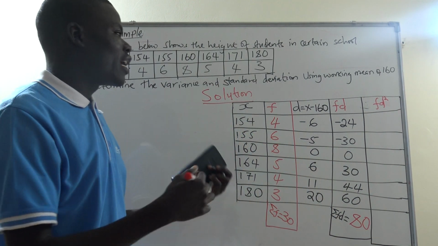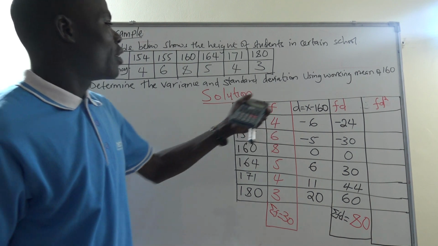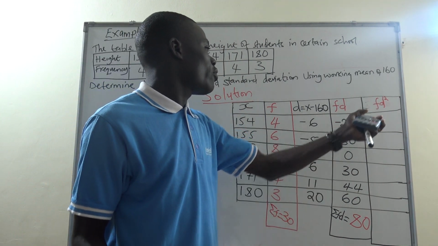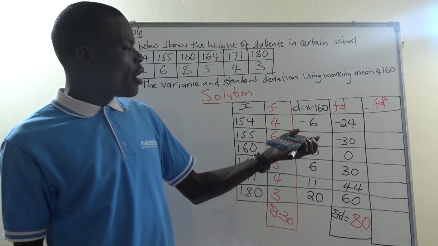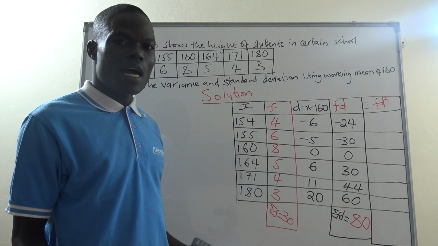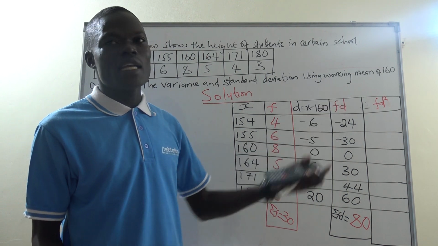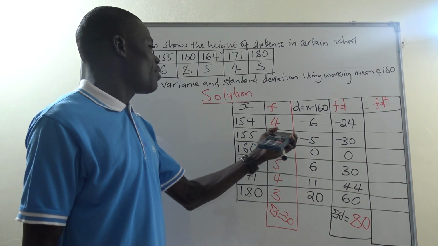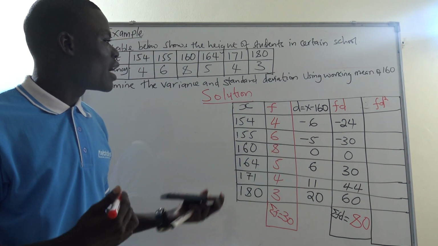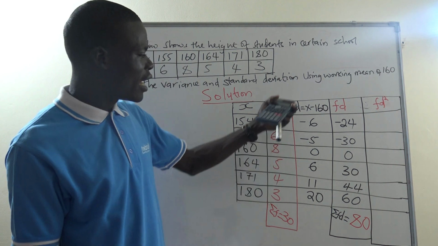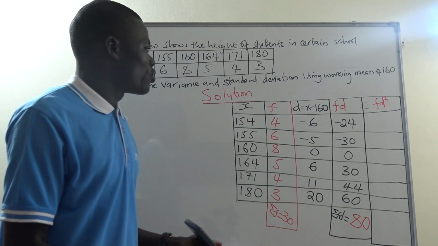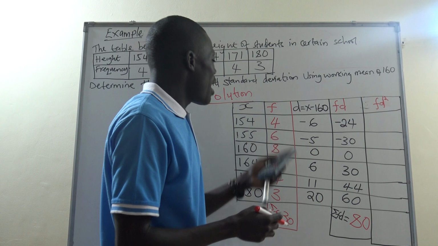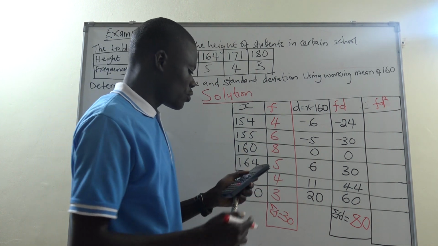Then we shall go ahead and look for the column for F times D squared. Since we have D, we shall just look at that column. Remember, when you take D squared, everything in this column becomes positive, because when you get negative 6 squared, it becomes positive 36, negative times a negative. And when you get negative 5, the same story happens, implying that everything here will become positive. So let us look at F, 4 times D squared, which is 6 squared.